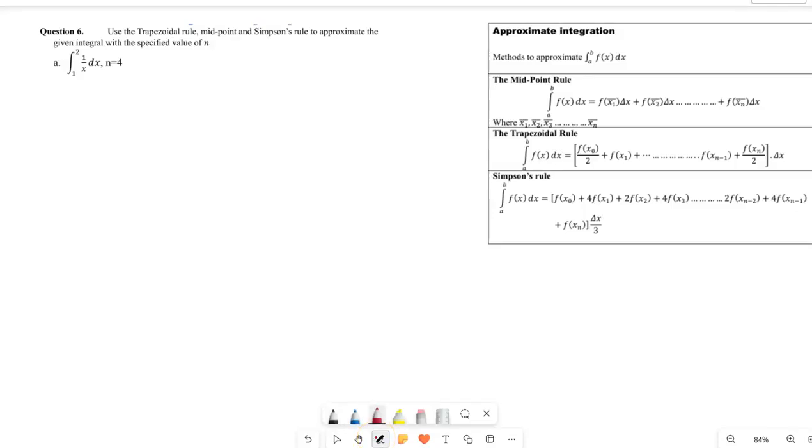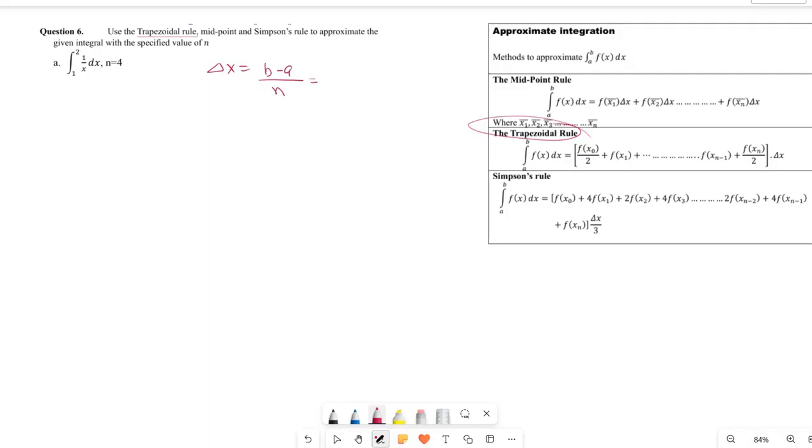So the next one is trapezoidal rule. We have the same integral problem, but we are going to use trapezoidal rule. Trapezoidal rule is also listed here in the table. In this also, the first step is to find delta x. That's exactly the same. I'm going to repeat it one more time.